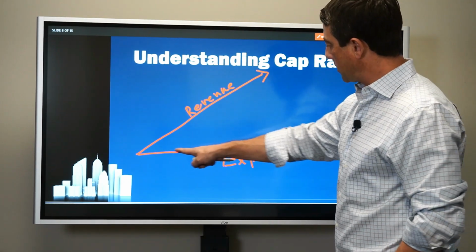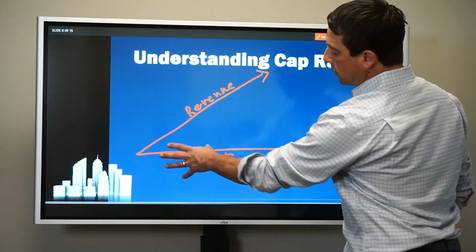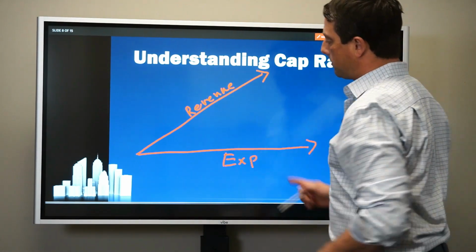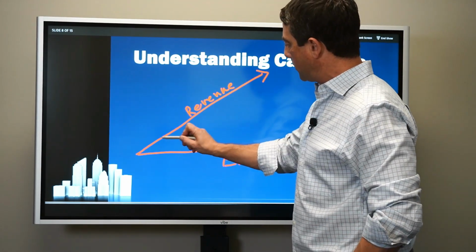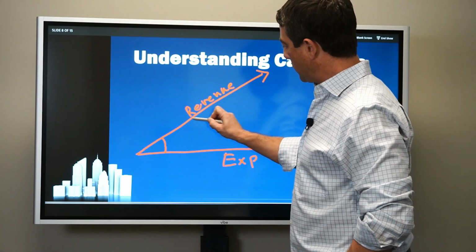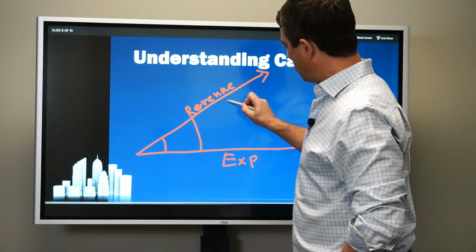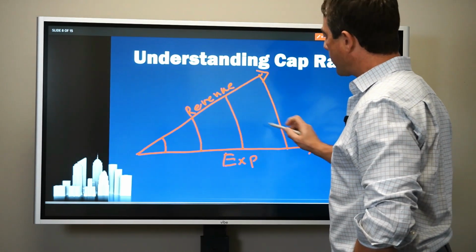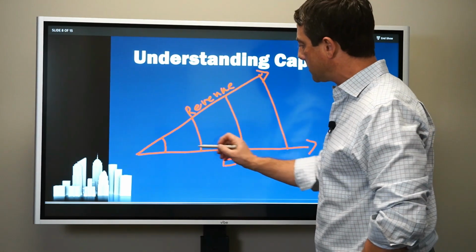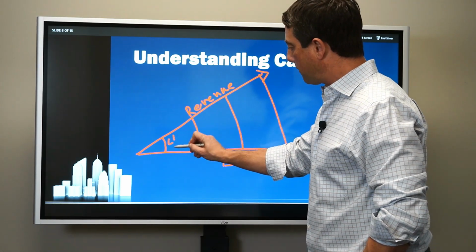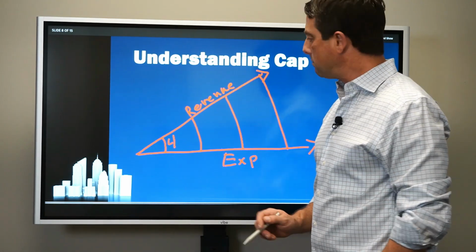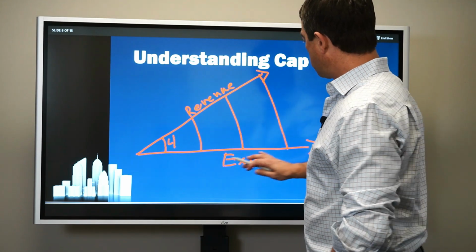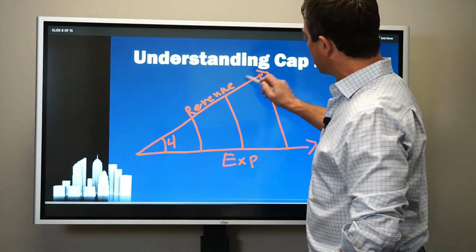So if you're keeping your expenses here, then what we're showing is the net operating income, the delta between revenue and expenses, is increasing year over year, right? So it's getting bigger, just like this. And so what that's showing is how the cap rate ultimately decompresses. So let's say we bought this property at a 4 cap rate, it'd be kind of low, but we're able to keep our expenses good and we're raising the rents all along.